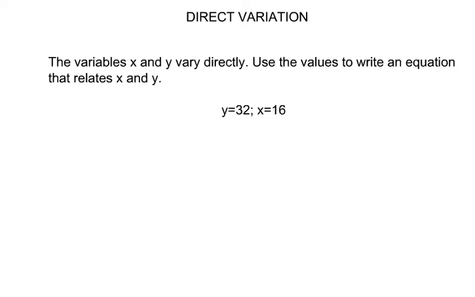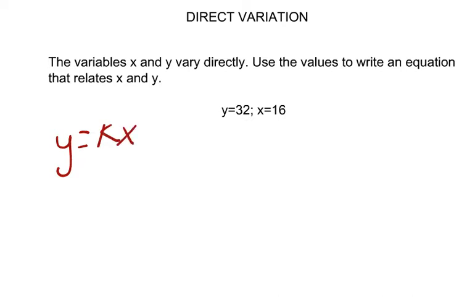Okay, to find direct variation, let's use this example. It says the variables x and y vary directly. Use the values to write an equation that relates x and y. They give you a value for y, which is 32, and a value for x, which is 16. The first thing you have to do is write down the direct variation equation, or the formula, and that is y equals k times x.